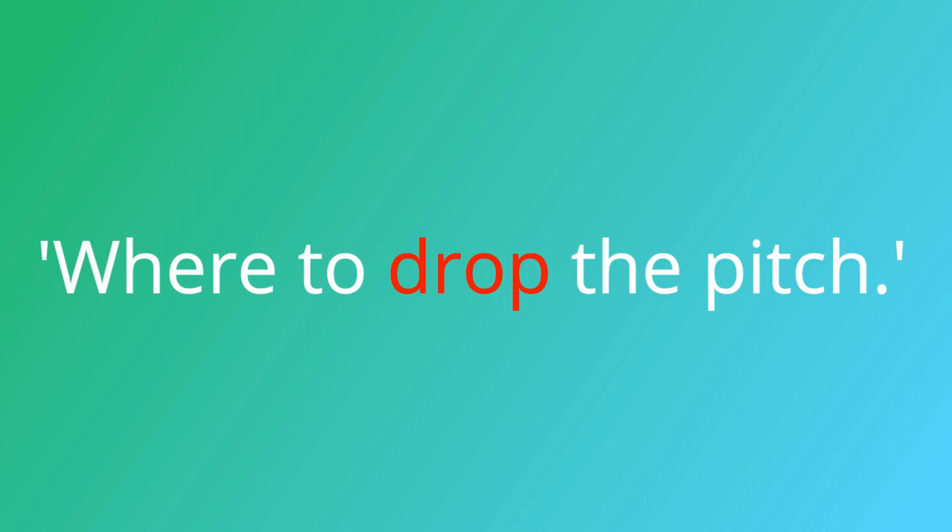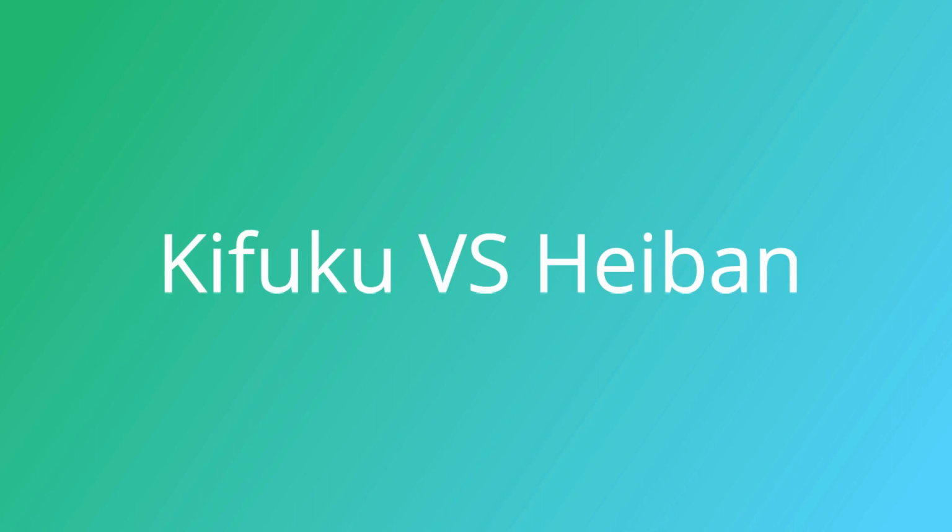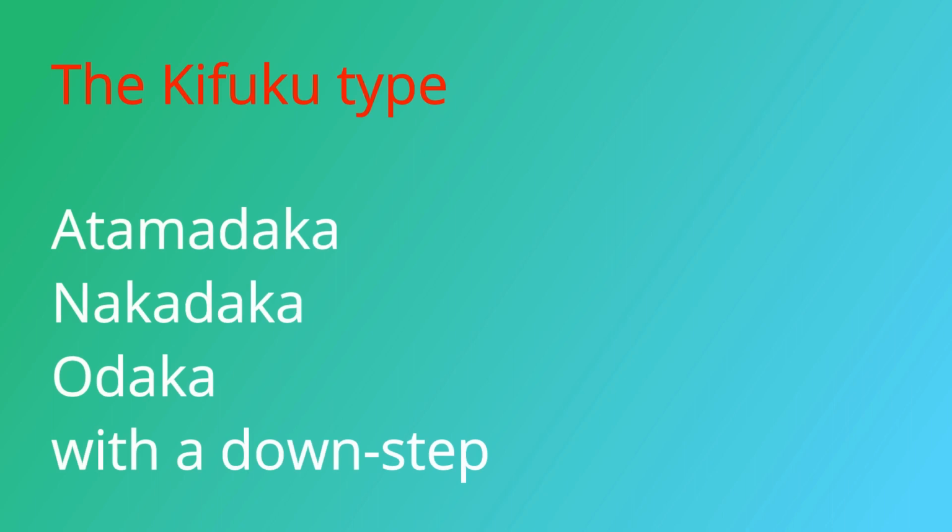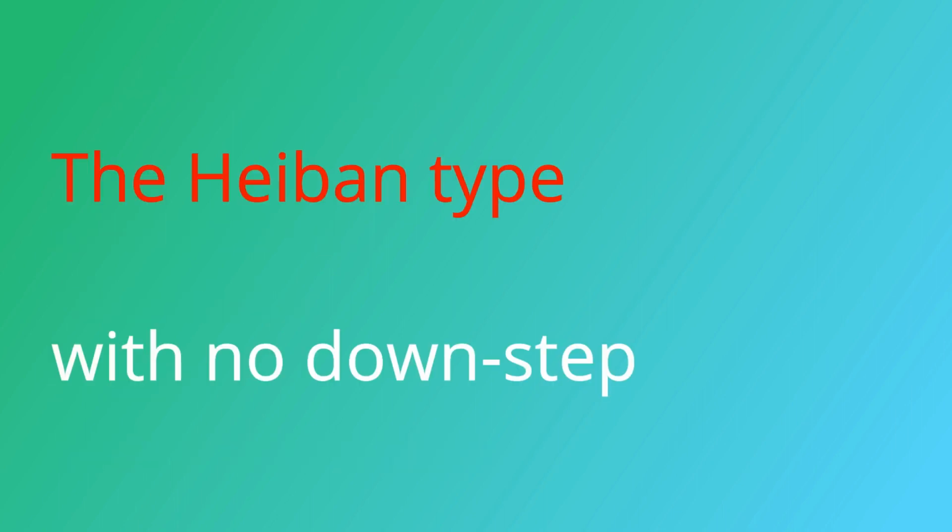Japanese words can be divided into two big groups, the kifuku and the heiban. You don't have to memorize these names. The difference between the kifuku and the heiban is a matter of whether it has a downstep or not. The kifuku type includes three small groups, the Atamadaka, Nakadaka, and Odaka accents, which have a downstep. You are supposed to drop the pitch somewhere in a word when you say a word that belongs to these types. On the other hand, in Heiban words, there is no downstep.